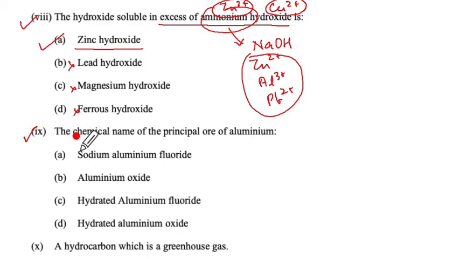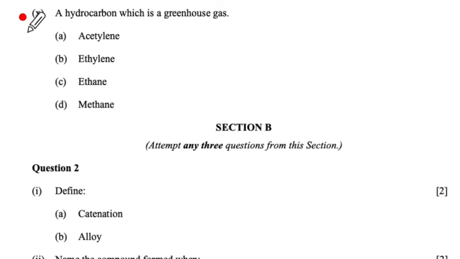Let us come to the ninth subpart: the chemical name of the principal ore of aluminium. The principal ore of aluminium is hydrated aluminium oxide, so it will be Al2O3.2H2O. Where is it? Hydrated aluminium oxide. Here it is.